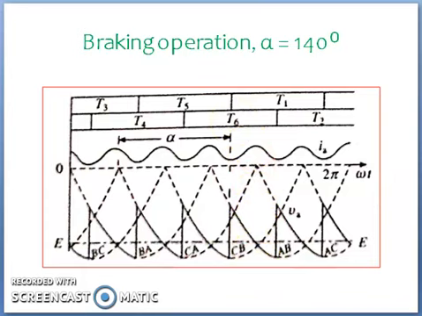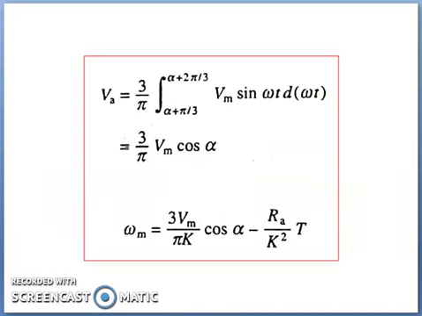The discontinuous conduction is neglected because it occurs only in a very narrow region of operation. For the motor terminal voltage, where the cycle ranges from alpha plus pi by 3 to alpha plus 2 pi by 3, VA can be written as 3 by pi Vm cos alpha. Similarly, omega m can be written as 3 Vm by pi k cos alpha minus Ra by k squared times T.